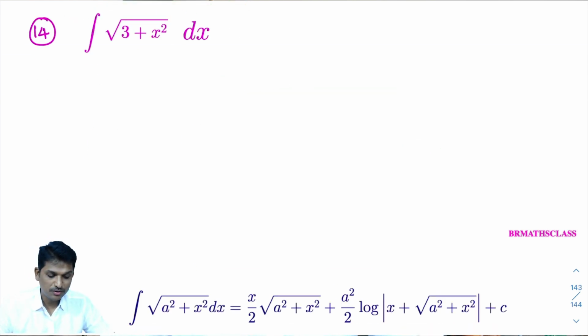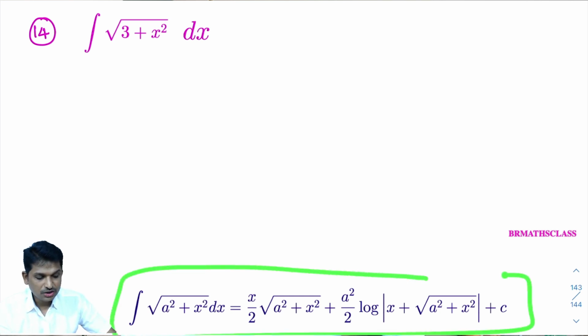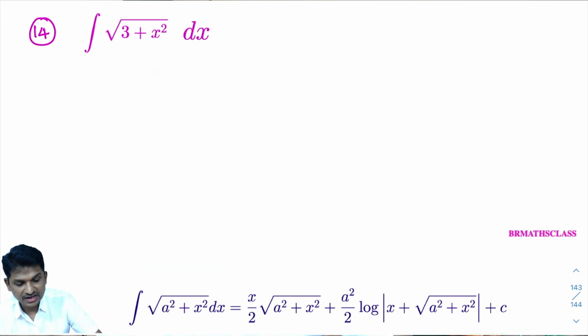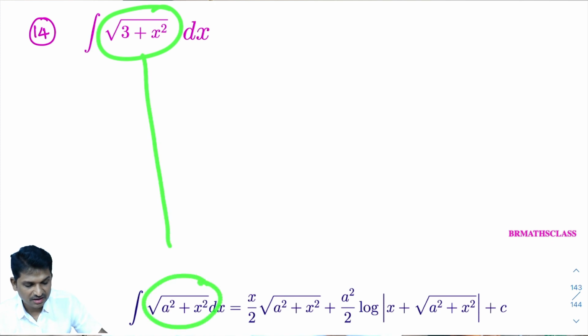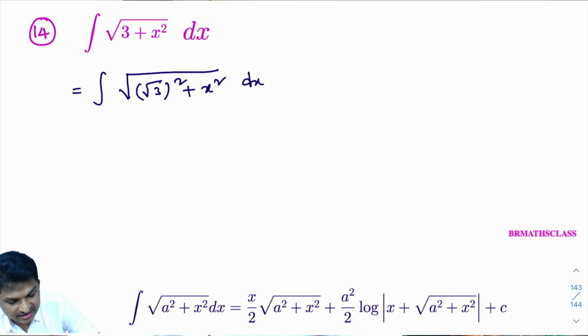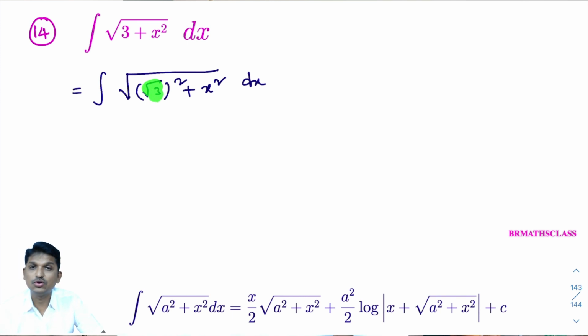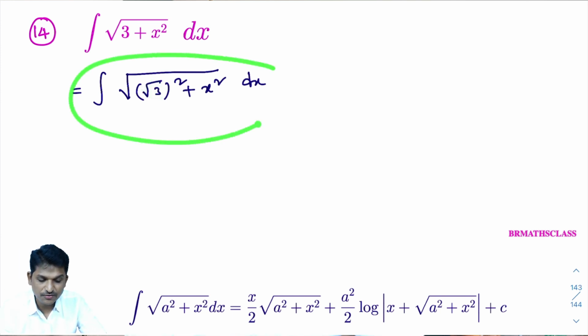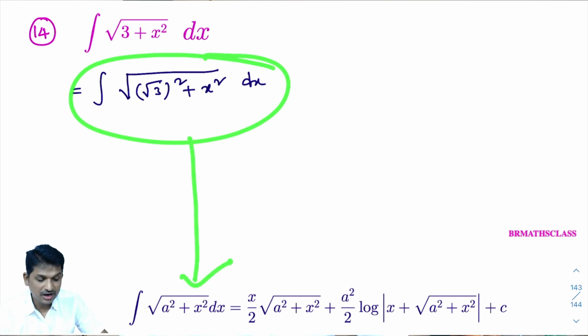Now we'll move to the next problem. You learned this formula, and you learned this derivation in the last class. Now the point is how to apply this formula to this problem. First thing, it is of the form root over a square plus x square. Here 3 is there. 3 can be written as root 3 whole square. I'll write it in that form. Integral of root over root 3 whole square plus x square dx. Now a is root 3. Now this integral is of the form integral of root over a square plus x square dx. Now apply this formula.